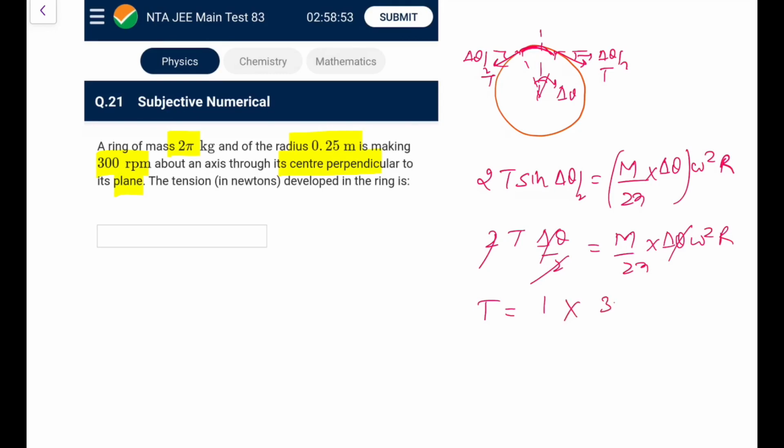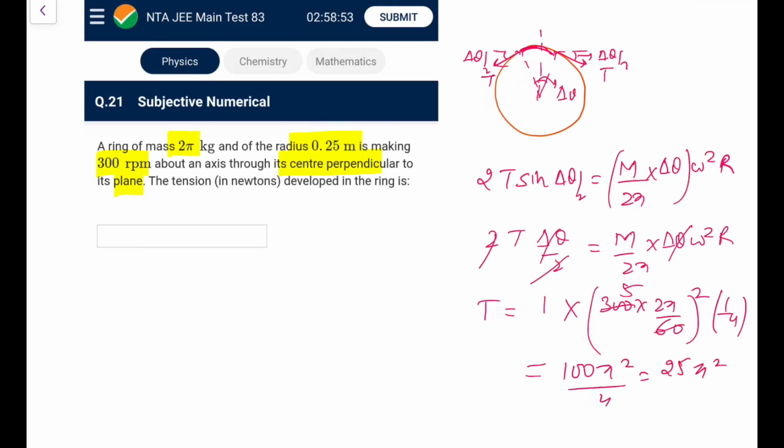Times omega square, 300 rpm, rpm means 2 pi by 60 whole square, into r, where r is 1 by 4. So tension would be, this is 100 pi square by 4, that is 25 pi square. This is the value we are going to get. Pi square approximately we take as 10. They should have given that pi square should be taken as 10, otherwise you cannot get the exact answer. So if it is 10, it would be 250 Newton for sure.